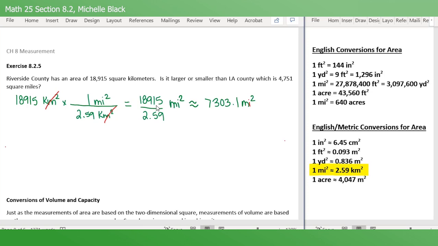So obviously Riverside County is quite a bit larger than LA County. In fact, if you subtract it, you're going to get that it's roughly 2,552.1 square miles larger than LA County.